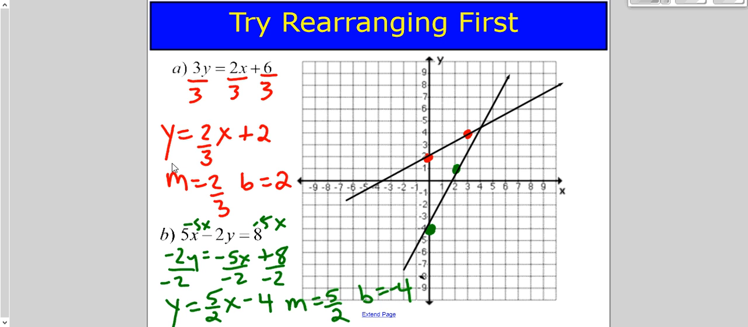Perfect. All right, so if you're not given the expression in y equals mx plus b, that's okay. Just take a few minutes and rearrange it so that you get your y all by itself on one side, everything else on the other side. And then from there, you can pull out your slope and you can pull out your y-intercept.